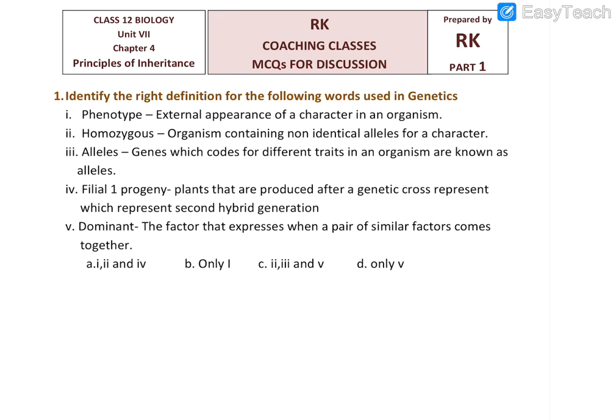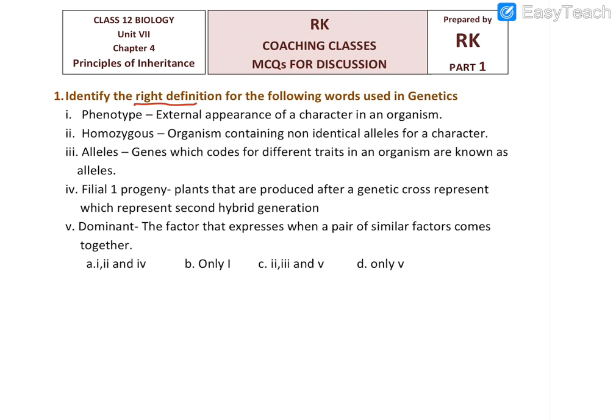So the first question is mainly based on the words that are used in genetics. The gene is one of the important words that is commonly used in genetics. Alleles, phenotype, genotype, homozygous, heterozygous, F1 generation, F2 generation. These are all the words that are used in genetics. So in this question, we have given those words and also the definitions. What you are supposed to do in this question is identify the right definition for these words and identify the right answer. The options have been given below.